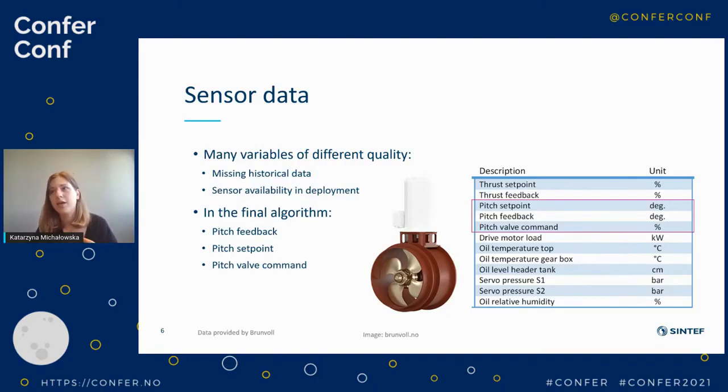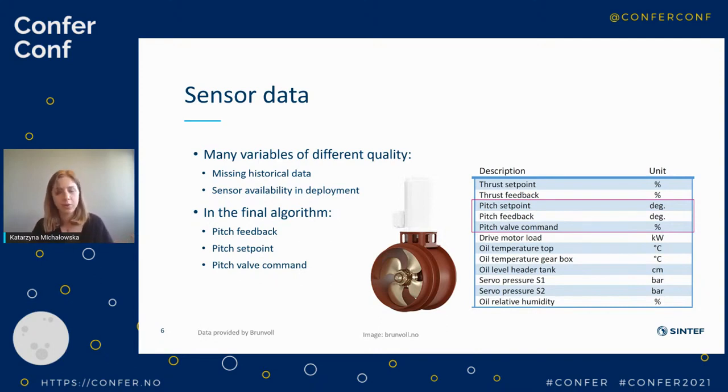So we had actually quite a lot of data, some 4 years of different variables that described the behavior of thrusters located on different ships, and they were expressing different properties like the values of thrust in the thruster, the pitch, you don't need to know what it is for now, the drive motor load, the oil temperatures, and so on. But what we have noticed is that not all of this data was of a very good quality. So we couldn't actually use all of these variables to train the algorithm.